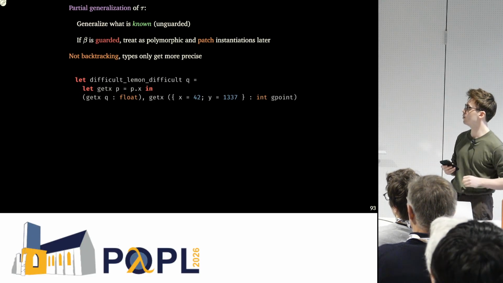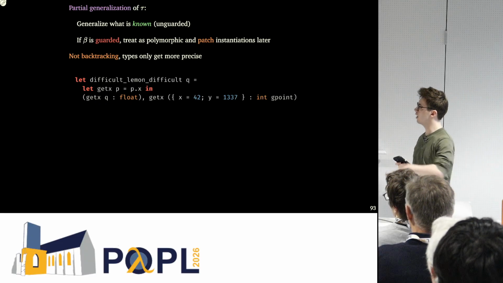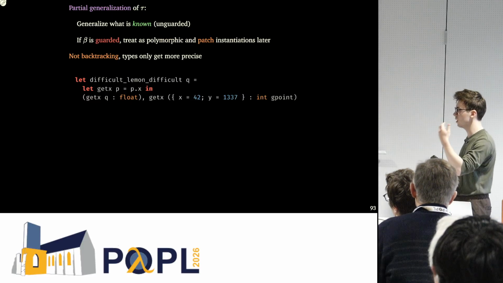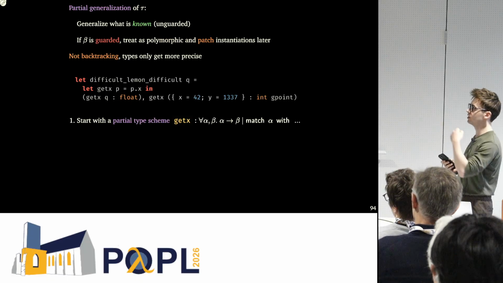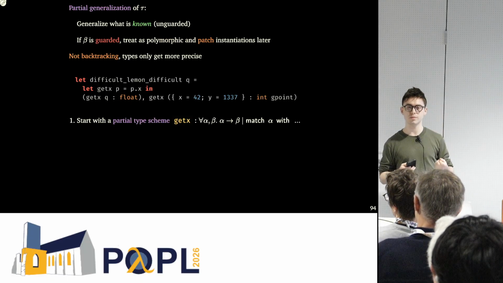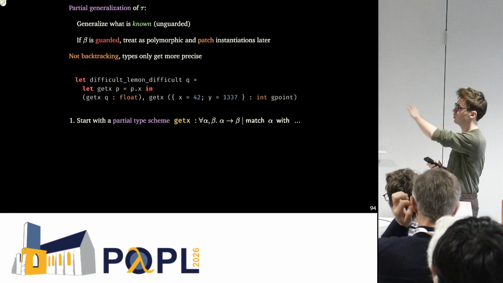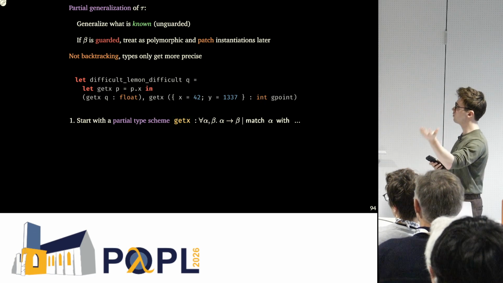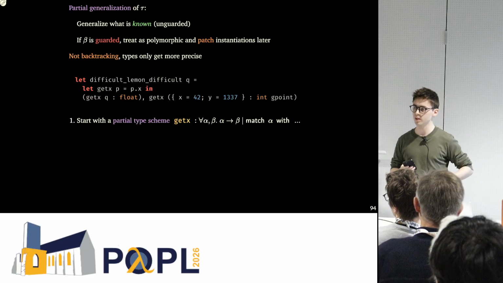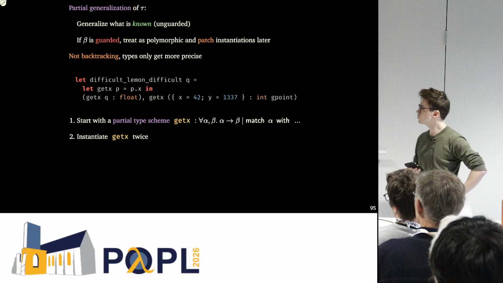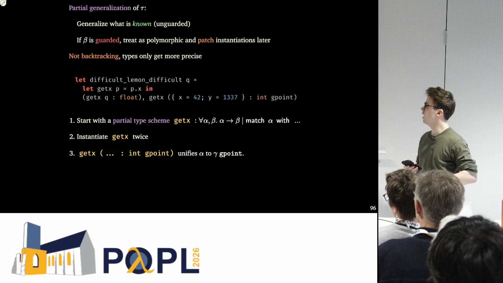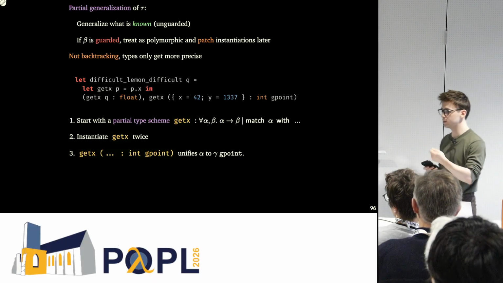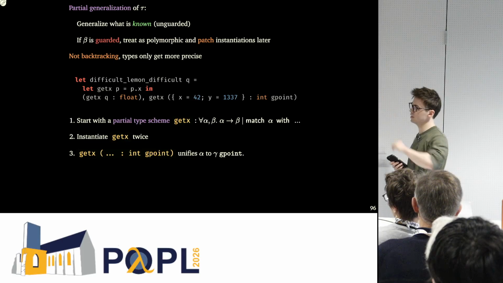And to see partial generalization in action, we'll go back to our example. So at getX, we're generalizing it, or partially generalizing it. And so we might start with the partial type scheme for alpha, beta, alpha to beta, with some residual constraint that we need to solve. And from this, we can then instantiate the partial type scheme in the body of the let. So we instantiate it twice. And then we might note at the second application of getX that alpha needs to be unified to G point due to that annotation on here.